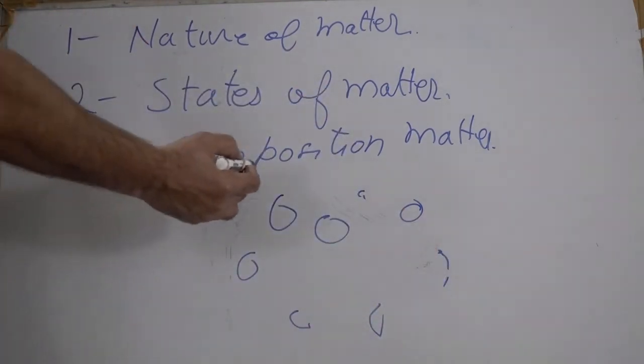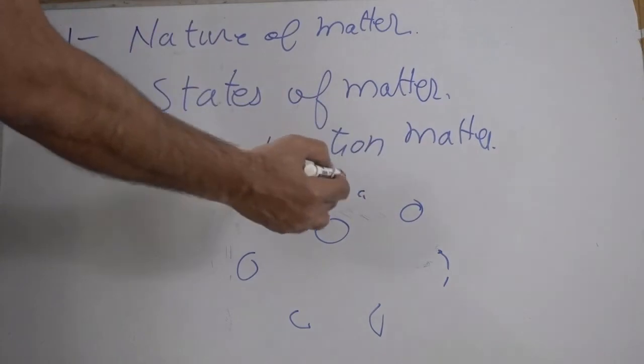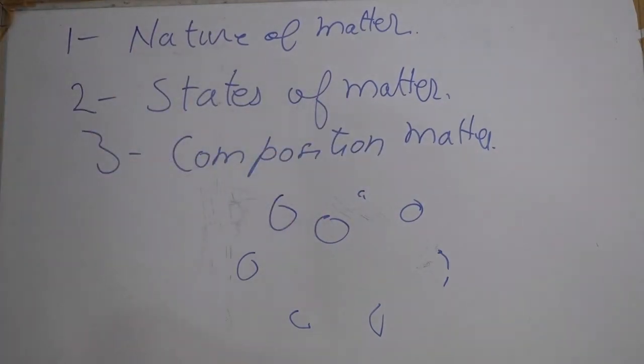And at number three, we learned about the composition of matter. Matter can be pure or matter can be a mixture. In nature, usually we find matter in the state of mixtures. Pure matter can be either in the form of elements or in the form of compounds.